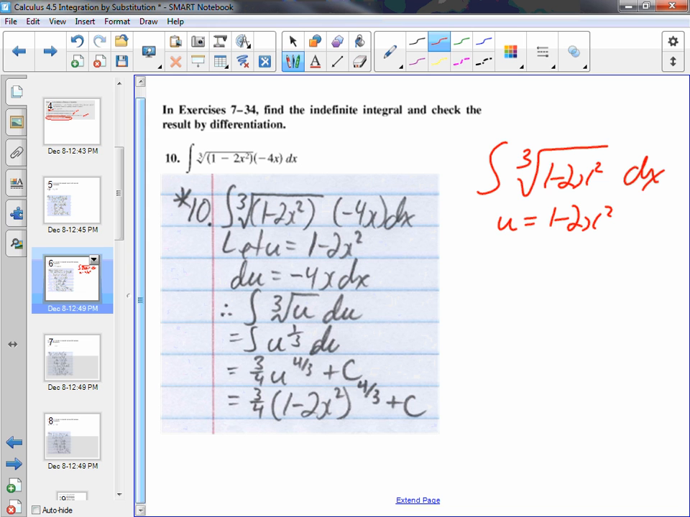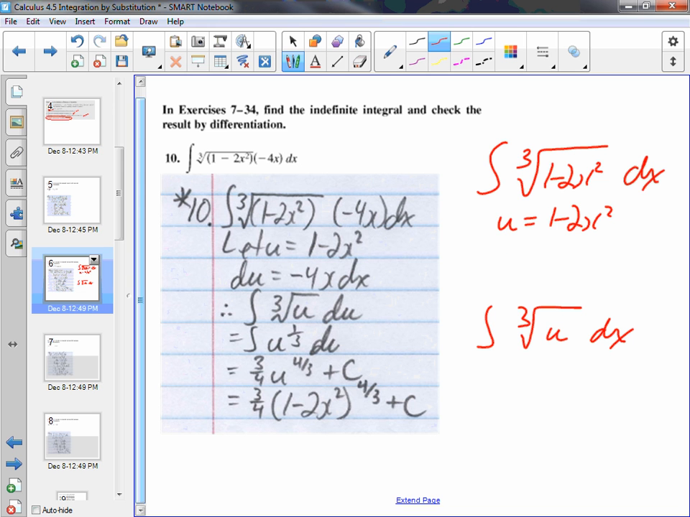And if you don't mess with the du, so let's say that we just forgot completely that there needed to be a du, we would rewrite that as the cube root of u dx, which doesn't make any sense. Because now we're saying that this integral is a function of two different variables. It can't be a function of u and a function of x.